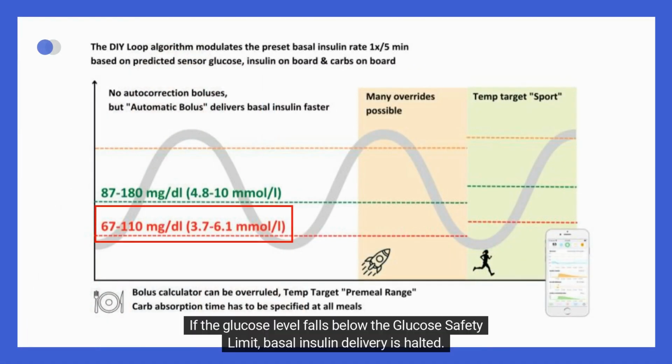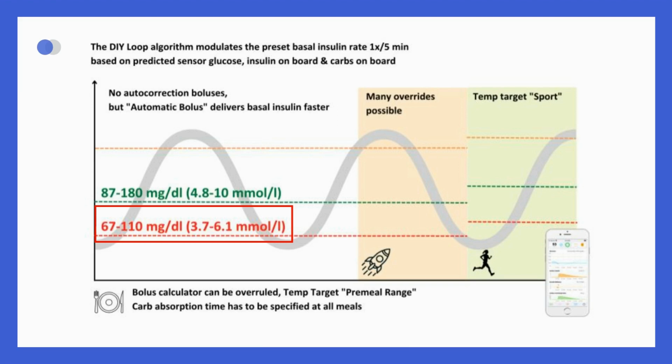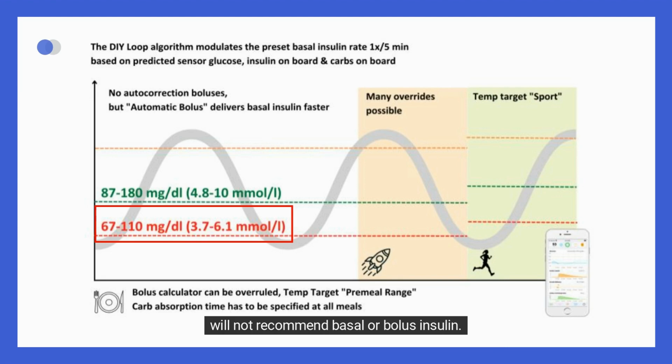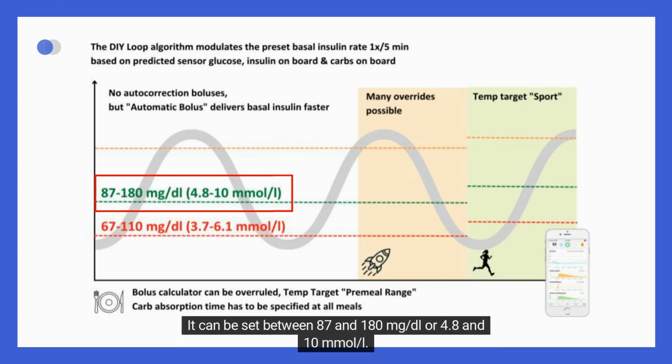If the glucose level falls below the glucose safety limit, basal insulin delivery is halted. This safety limit can be set between 67 and 110 mg per deciliter or 3.7 and 6.0 millimol per liter. If the glucose level is predicted to fall below this glucose safety limit over the next 3 hours, DIY loop will not recommend basal or bolus insulin. The target glucose value, referred to as the correction range in DIY loop, can be customized per 30-minute time block. It can be set between 87 and 180 mg per deciliter or 4.8 and 10 millimol per liter.